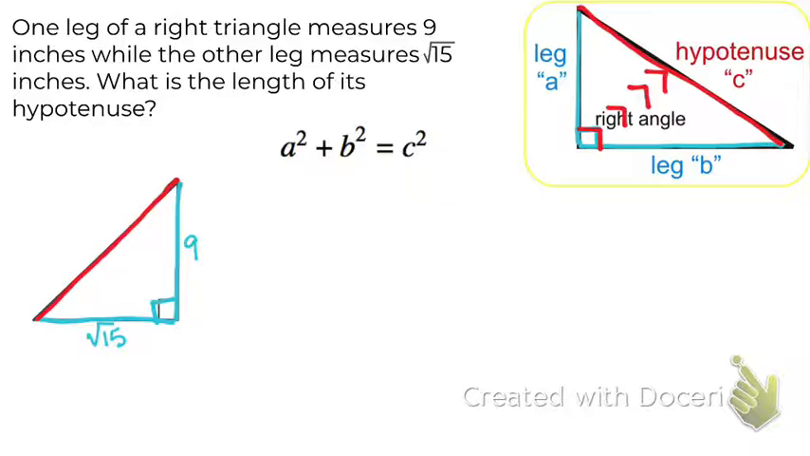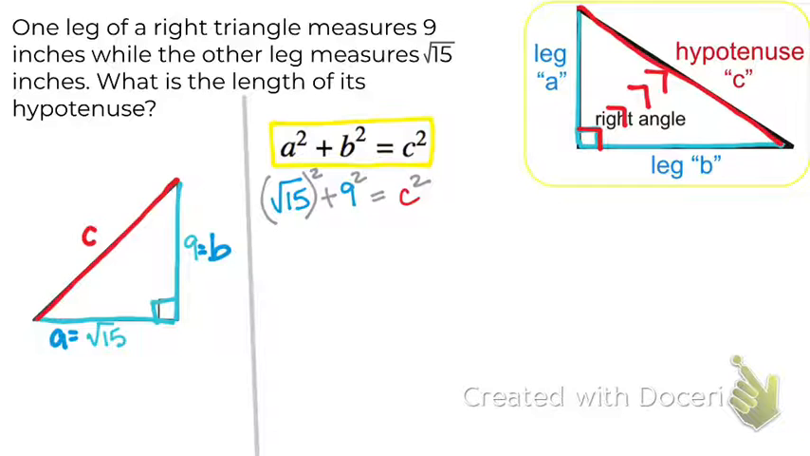Now, when you know two sides of a right triangle and you're asked to find the third side, you can always use the Pythagorean theorem to find the length of that missing third side. So we need to know what A, B, and C are. A and B are always the legs. It doesn't matter which one you decide is A, which one you decide is B. So let's call this one A and this one B. The hypotenuse, though, is always going to be our C. So let's substitute these values into the formula.